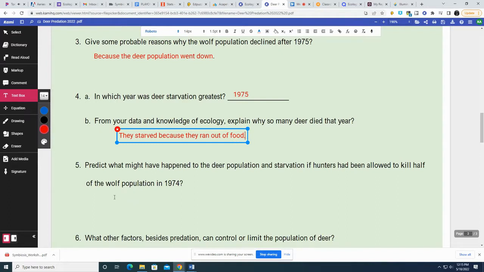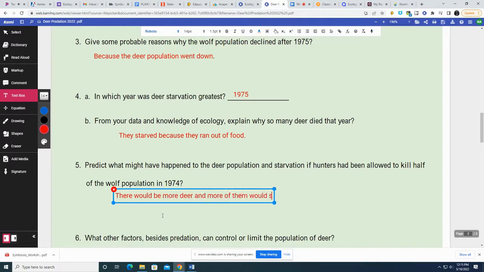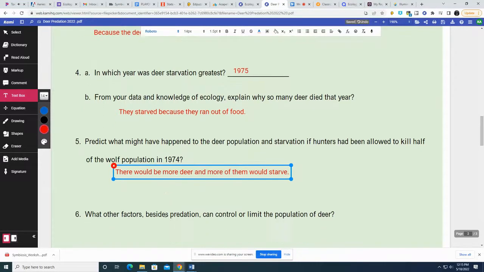Predict what might have happened to the deer population and starvation if hunters had been allowed to kill half of the wolf population in 1974. Okay. Well, if there's fewer wolves, there would be more deer and more of them would starve. So fewer wolves means more deer. More deer means there's not going to be enough food for all of them. So someone would have to start starving to death.